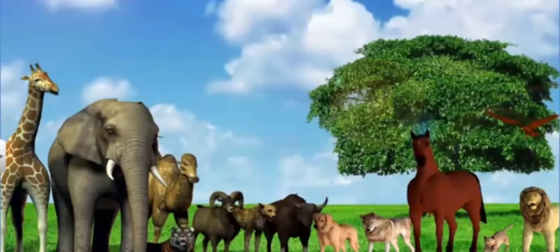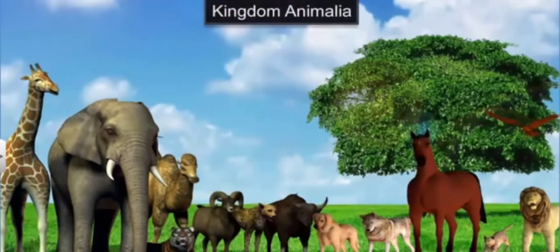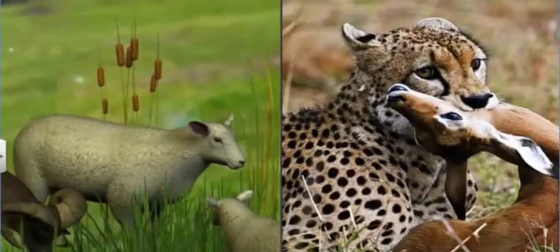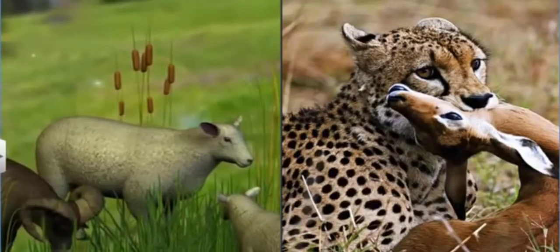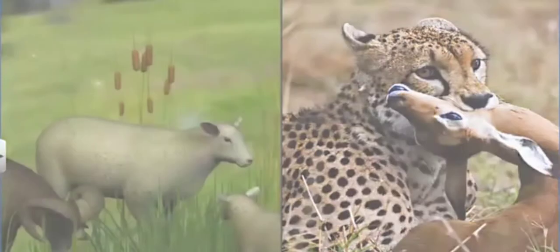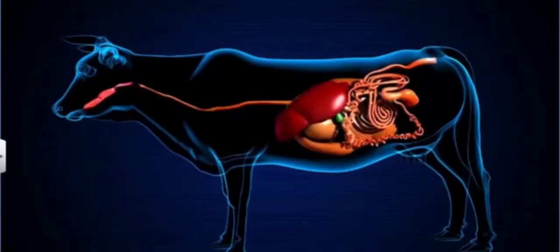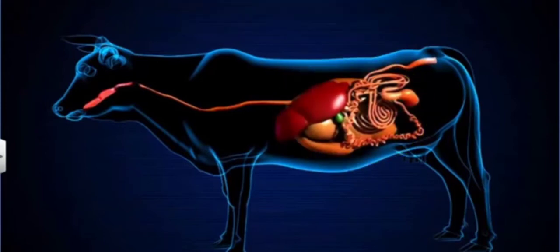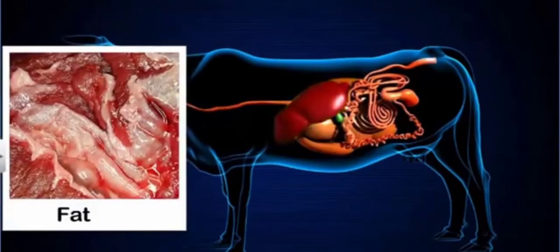Unlike Kingdom Plantae, Kingdom Animalia comprises heterotrophic multicellular eukaryotic organisms. Members of Kingdom Animalia lack a cell wall in their cells. Most of the animals depend on plants for food, either directly or indirectly. Animals digest their food in their internal cavities, meaning that they have extracellular digestion, and they store food reserves in the form of glycogen or fat.